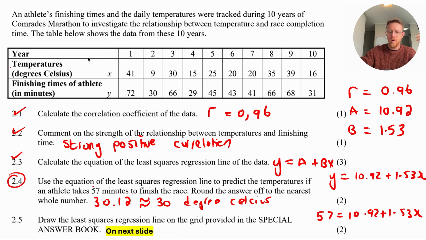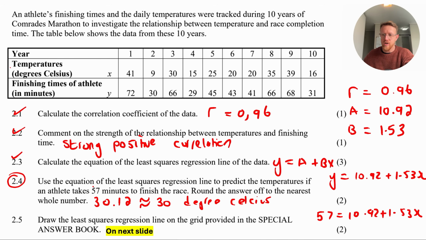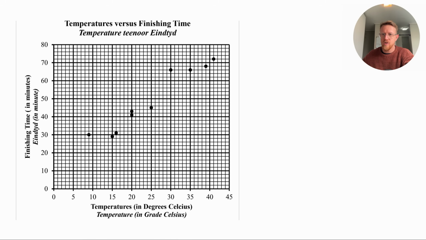Okay, so in the answer book, they gave us this over here. Now they want us to draw the equation on top of that. So we have the equation, y equals 10.92 plus 1.53x. I just want to double check. So all you have to do now is draw that line on this graph.